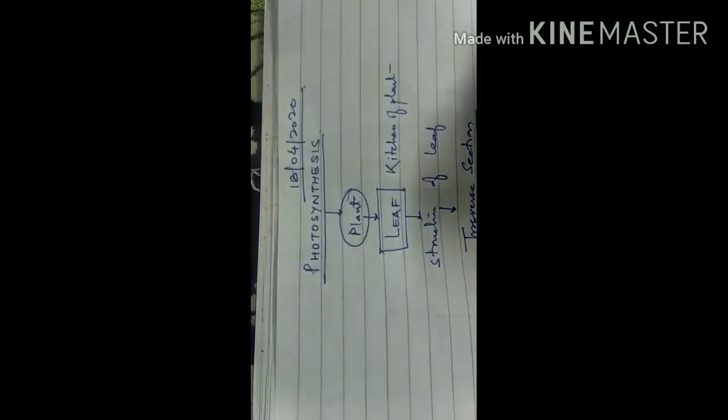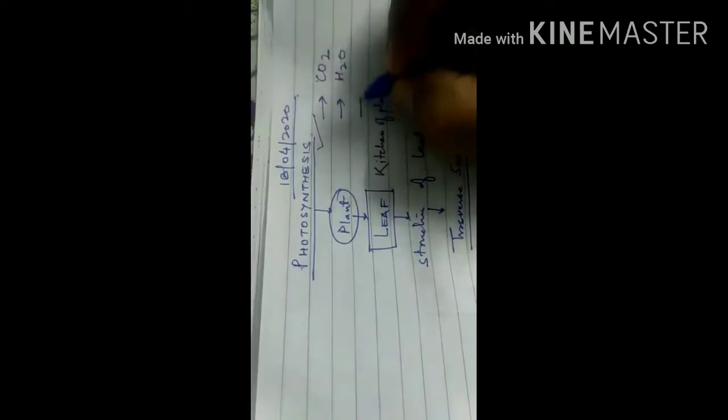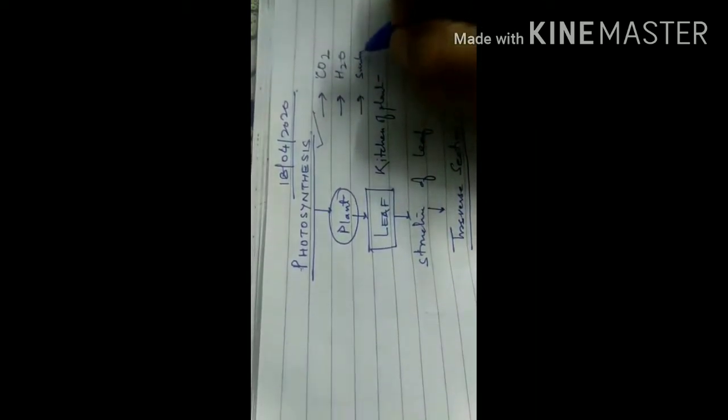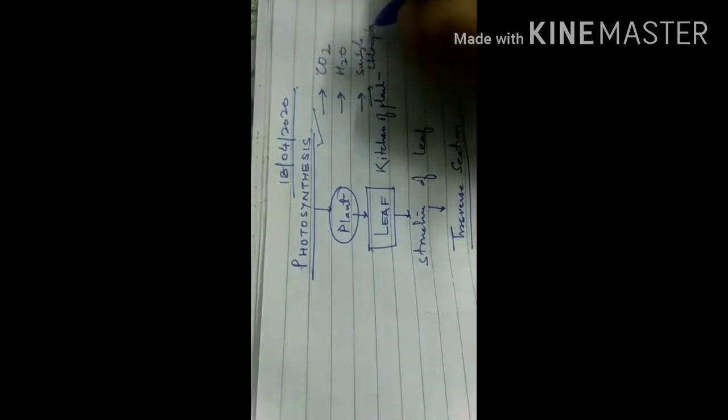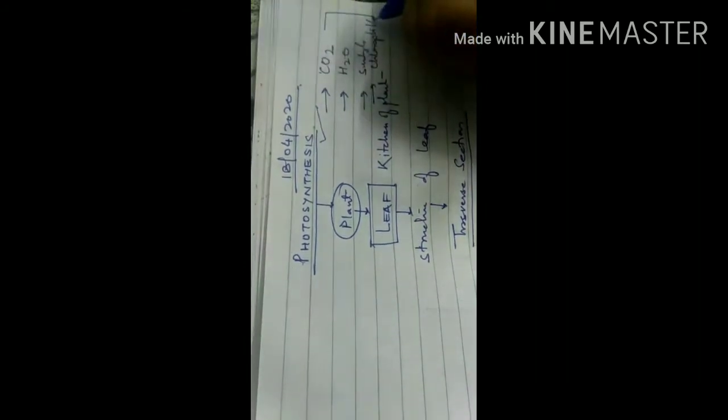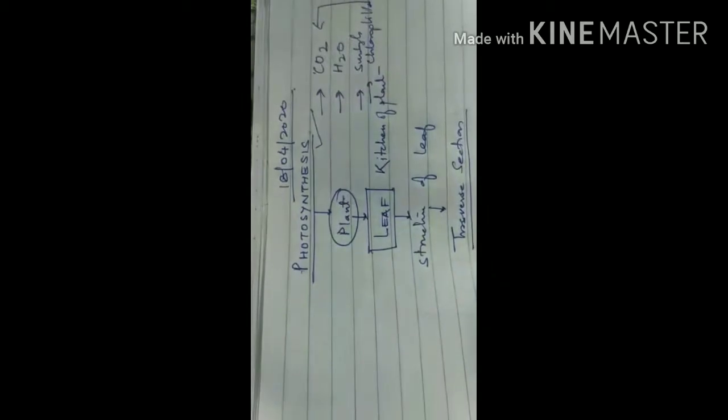Now, today we have to discuss the process of photosynthesis, and how the process takes place, and the four components. The four components are: one is carbon dioxide, another is water, third one is sunlight, and fourth one is chlorophyll. So these are the four components through which the process of photosynthesis is carried out.